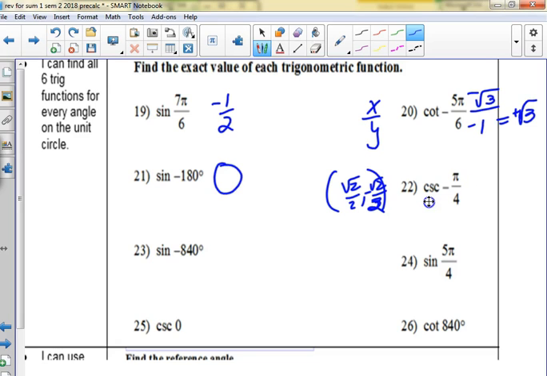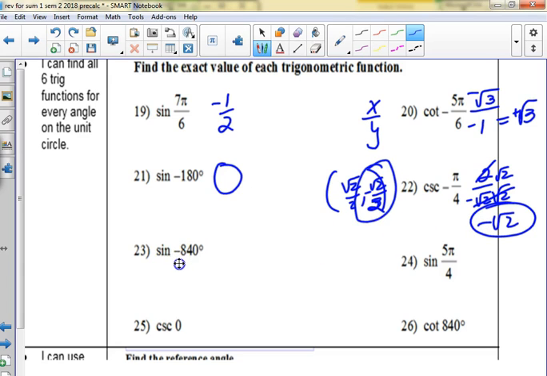Cosecant. 1 over sine, so it should be... Okay. We're flipping this over. So it's 2 over negative square root of 2. What is that going to become, guys? Negative square root of 2.